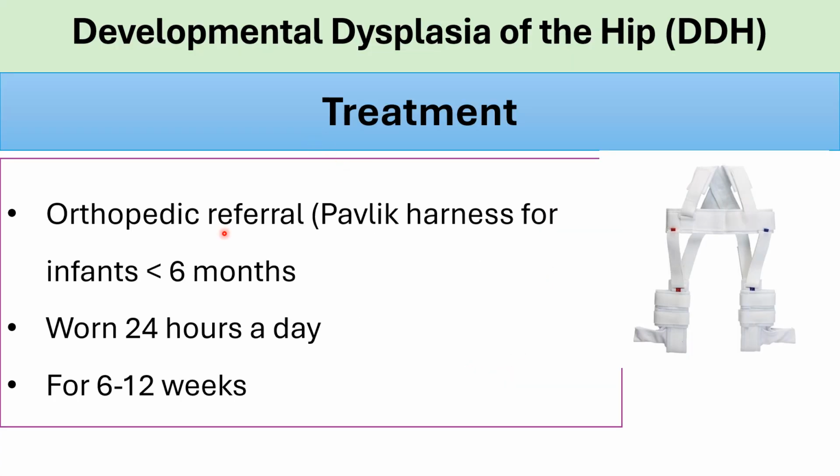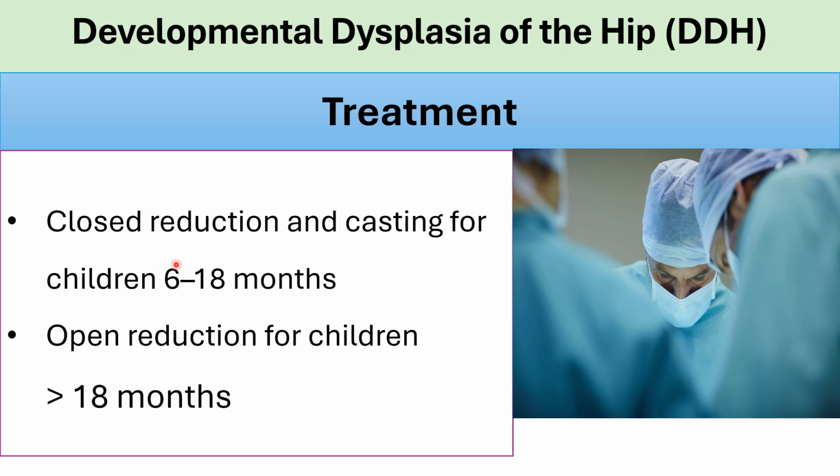Treatment of DDH. Orthopedic referral for Pavlik harness for infants less than 6 months. Pavlik harness will be worn for 24 hours a day, and the parents are able to change the diaper while wearing the harness. For how long to wear it? For 6 to 12 weeks. Closed reduction and casting for children 6 to 18 months with DDH. Open reduction for children more than 18 months with DDH.